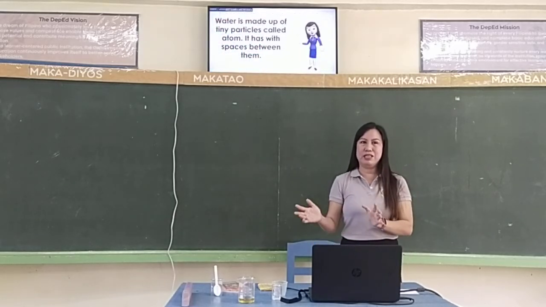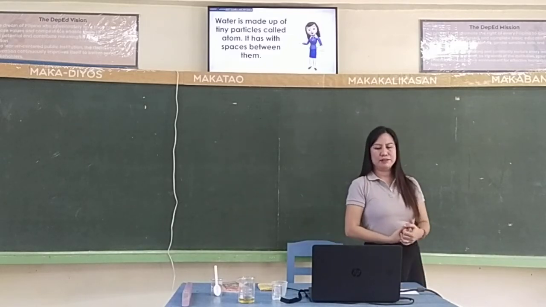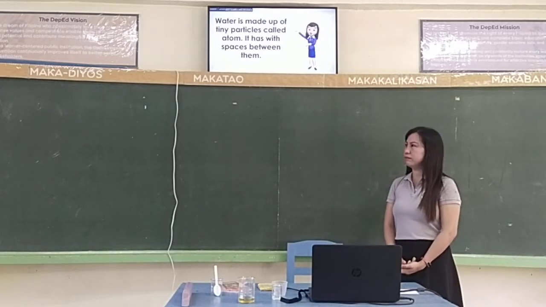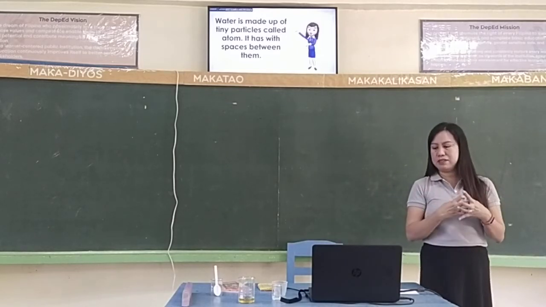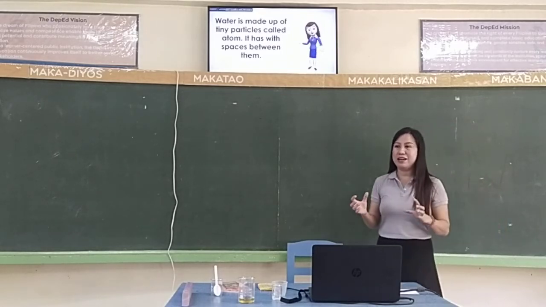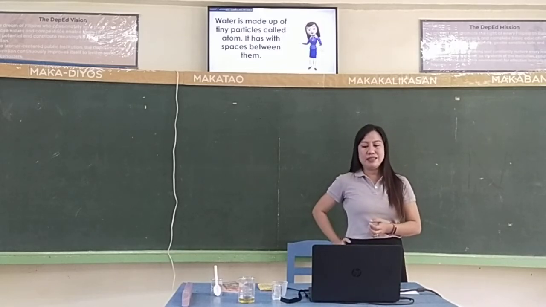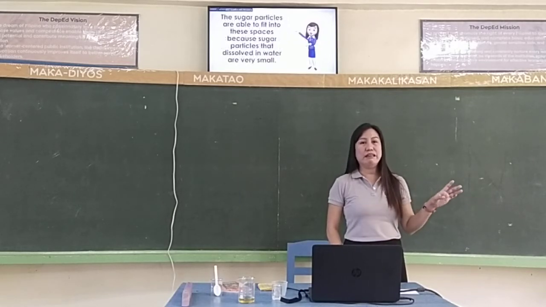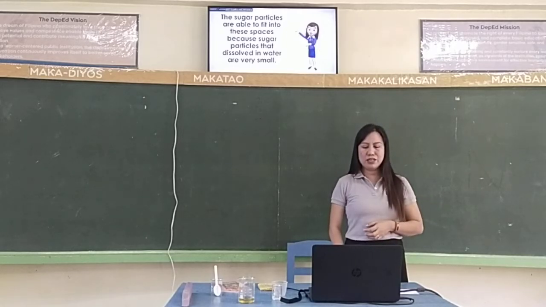Okay, so this is the explanation. Can you read, Miss Anne? Water is made up of tiny particles called atoms. It has spaces between them. Okay, so one reason is that water is made up of tiny particles, meaning it also has space in it. If there are spaces, like our pockets, we can put something in them, right? So the same thing with the sugar. The water has spaces, and the sugar can fit in the spaces of our water molecules.